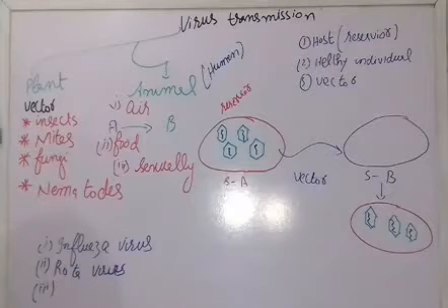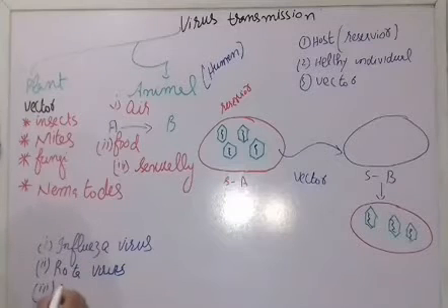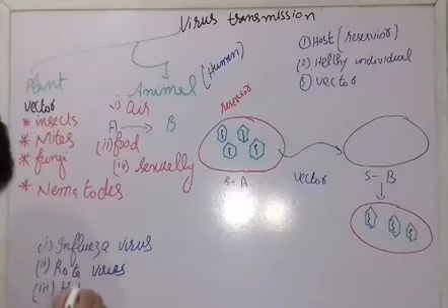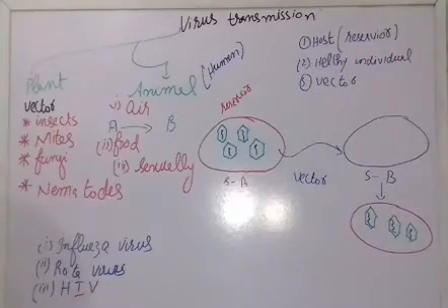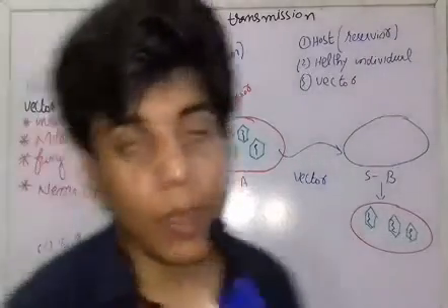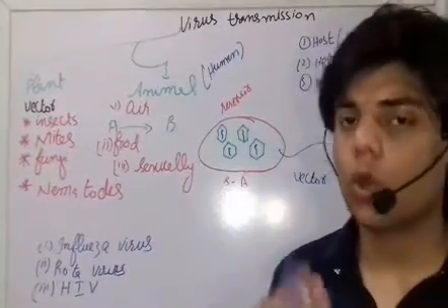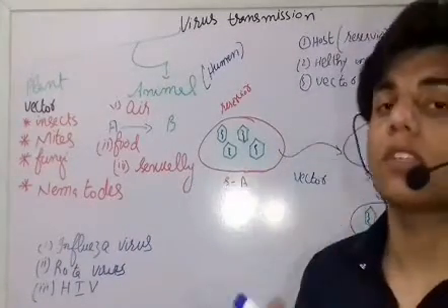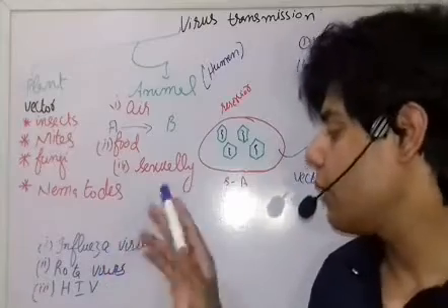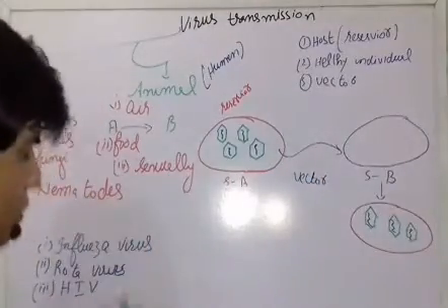Fine. In sexual virus transmission, the example is HIV. So sexually, the virus is also transmitted from the infected host or infected person to the healthy person. So this is the third one, sexually transmitted.